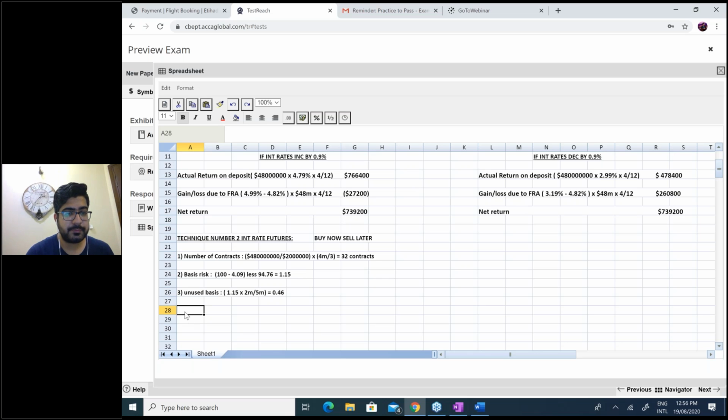Number of contracts was easy. Borrowed deposit amount, you need to learn the formulas to be able to grasp. Borrowed deposit amount is 48 million, over contract size 2 million, into time period 4 months over 3, which gives 32 contracts. Basis risk: spot 100 less LIBOR interbank rate 4.09, less futures price, which is given. You took the March future, 1.15. Unused basis, the basis risk 1.15.